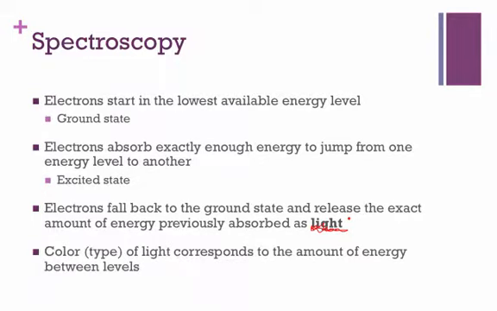Here's the key part then. The color, or more broadly, the type of light, corresponds to the amount of energy between the energy levels. And we can use this last idea here, this is the big point, as a way of building a structure, building a picture of what's happening inside of the atom. We can start figuring out where those energy levels are based on the colors of light that come out, which corresponds again to energy levels.